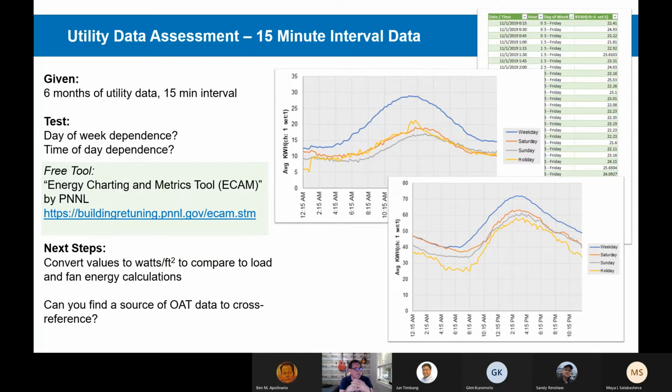If you've never seen the tool, check it out. It's an Excel spreadsheet. It's 100% free. And on their website, they have about an hour and a half worth of training videos. Those are pretty good. And you can get some charts like this, weekdays, Saturday, Sunday, holidays, plotted against hours per day. So we can immediately start to connect those values to our design. In my mind, I always take those numbers and divide by square footage because our load calculation assumptions are usually in watts per square foot when it comes to things like plug loads and lighting loads.